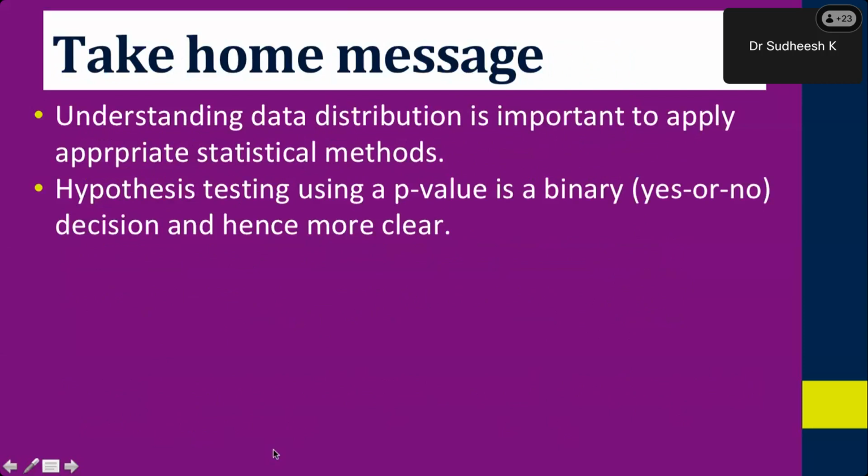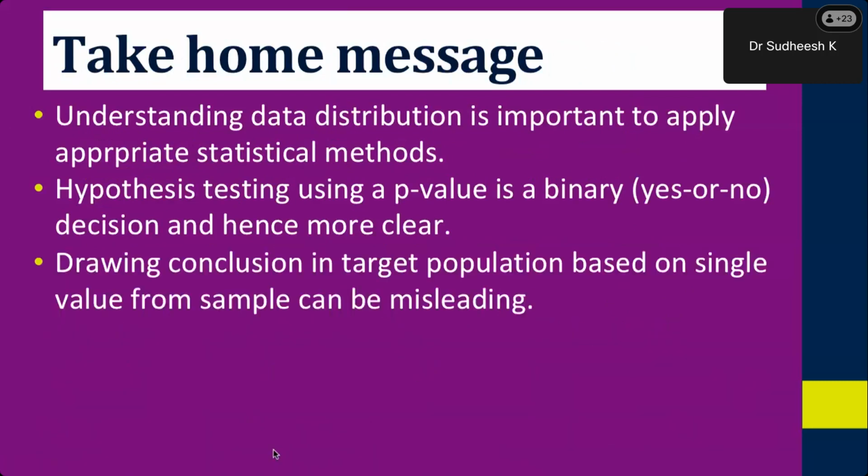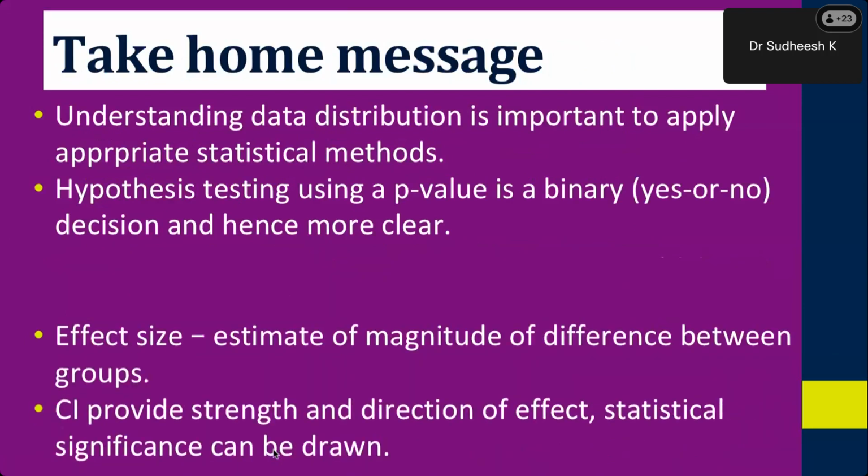So understanding data distribution is important to apply appropriate statistical methods, and hypothesis testing using a p-value is by now a yes or no, and hence more clear, whereas drawing a conclusion in a target population based on a single value from a sample can be misleading. Effect size is an estimate of the magnitude of difference between the two groups, and confidence interval provides the strength and direction of the effect, and statistical significance can be drawn in a better way based on the 95% confidence interval than p-value alone.